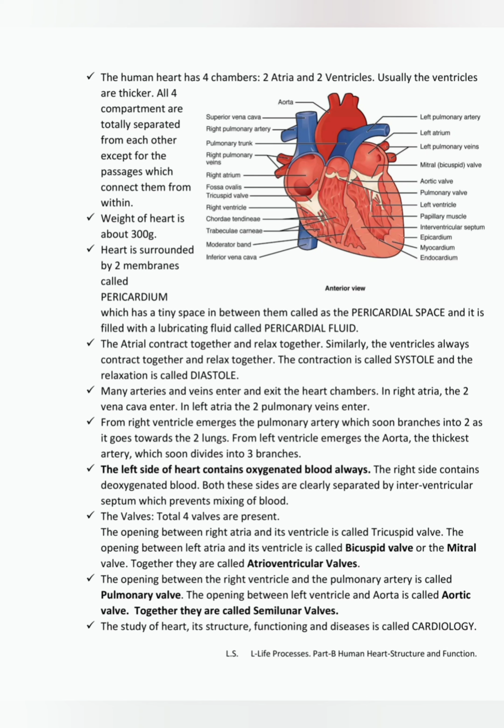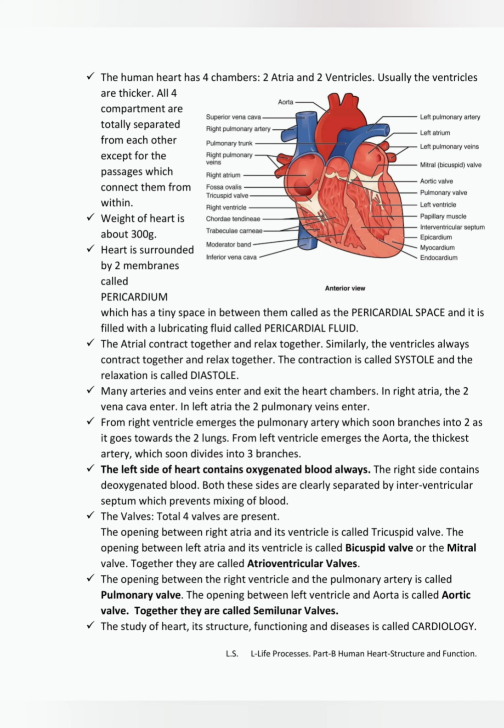The atria contract together and relax together. Similarly, the ventricles always contract together and relax together. The contraction is called systole and the relaxation is called diastole.